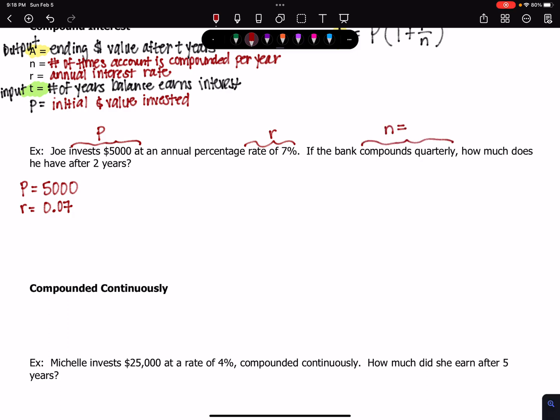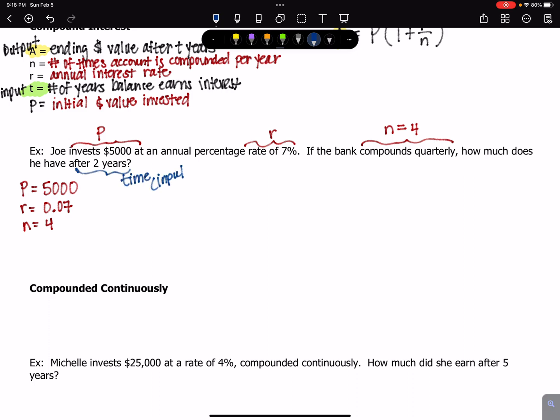Now, if the bank compounds quarterly, that tells you how many times they're going to look at your account each year. So quarterly, there's 4 quarters in a year. That means that N equals 4. How much does he have after 2 years? This 2 years is an input. So this right here is my time, which is an input.